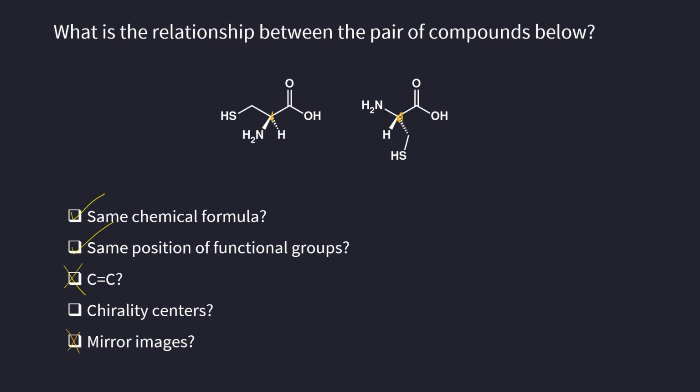So the amino group gets the first priority since it has a higher atomic number than either of the carbons. This carbon receives the second priority because it's attached to sulfur, which is a heavy atom, heavier than the oxygen attached to this carbon. And the hydrogen gets a fourth priority. Because the hydrogen is facing away from you, then the rotation of the groups will give you an R configuration.